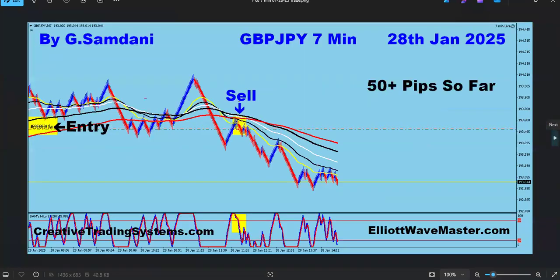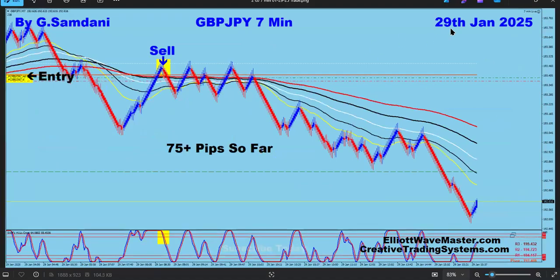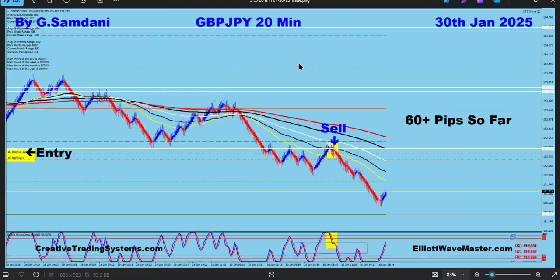So what happened? This is the first entry on the next day, on the 28th. Then the second entry on the 29th. After the retracement, it gave me this one, 50 pips, 75 pips, and here pound yen 30 pips, right there, right? So 60 on the 30th. So almost like 180, 185 pips in 3 days out of one pair, just by knowing the Elliott wave and harmonic pattern and all of that, right?